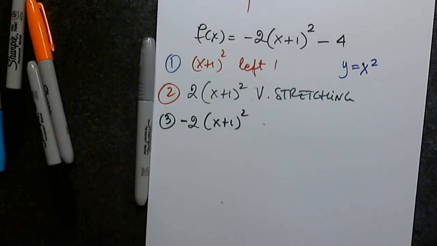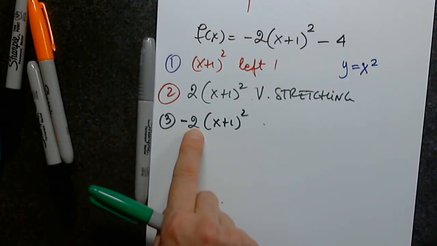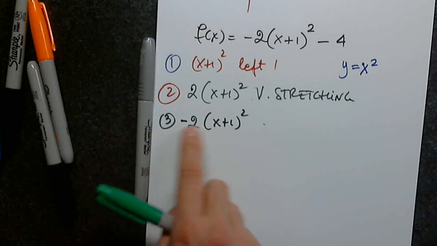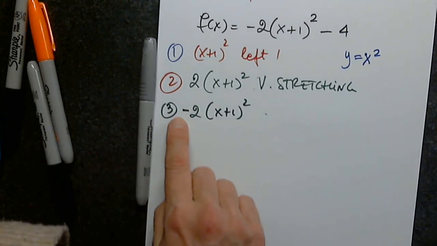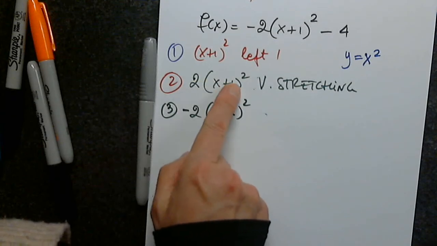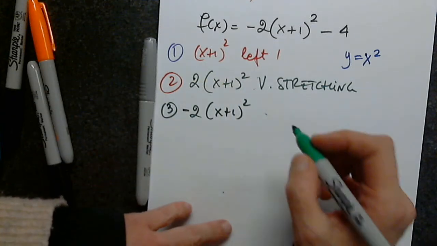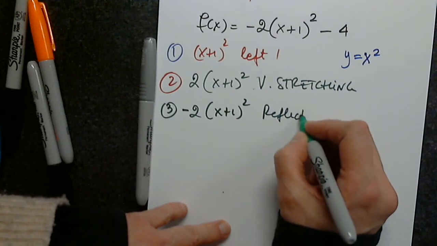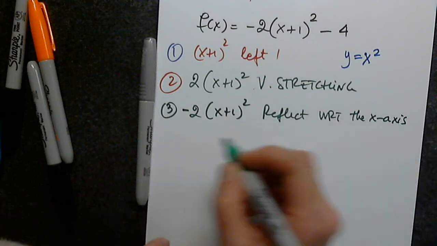Is it a transformation on x or on y? Why? Of course, it doesn't. This number and this number do not touch x. If they don't touch x, they have to be outside. So it's a transformation of y. So what does this do to this graph? With respect to? Excellent. Reflect with respect to the x-axis.